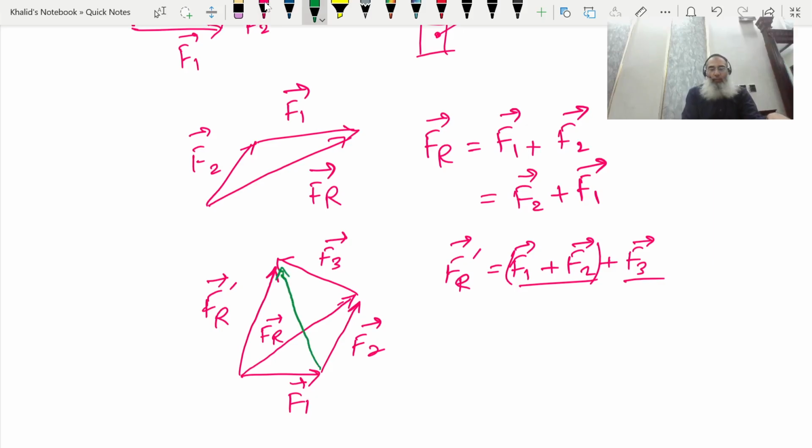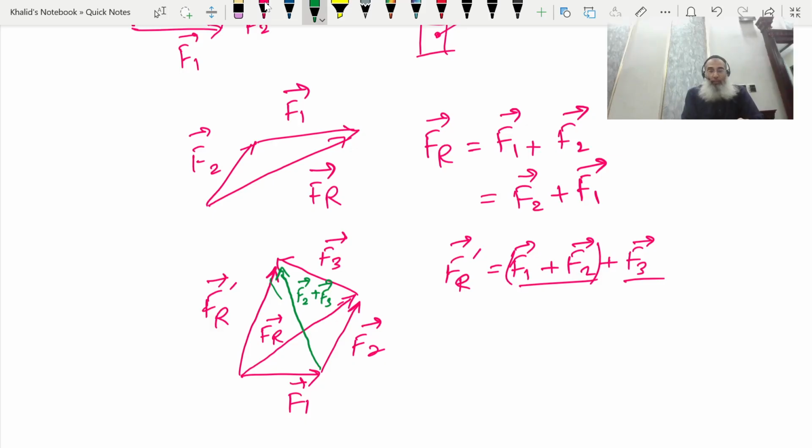It's F2 and F3, the sum of F2 and F3. It starts from the tail of F2 and goes up to the end of F3. So it's F2 plus F3. I write it here, F2, F3. And then I add F1. This one is F2 plus F3, and if I add F1, this vector, what's the result of that?